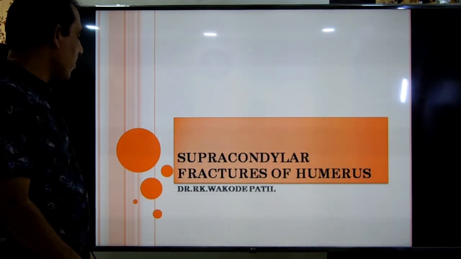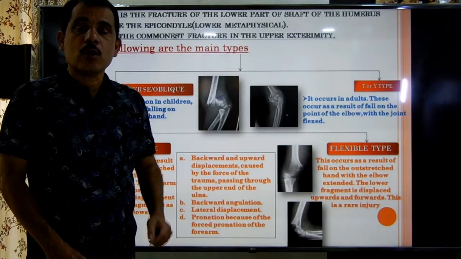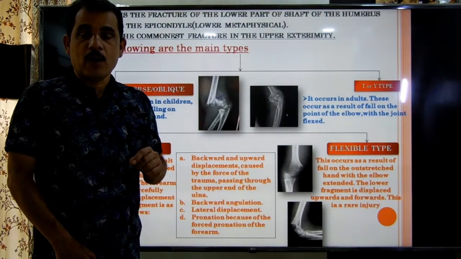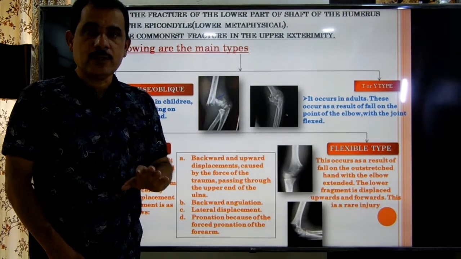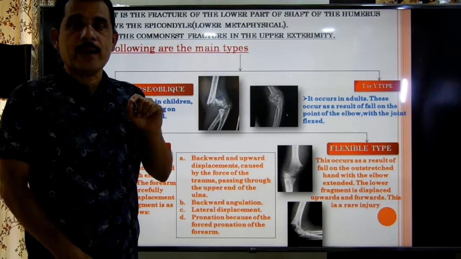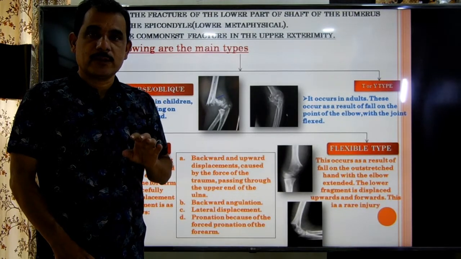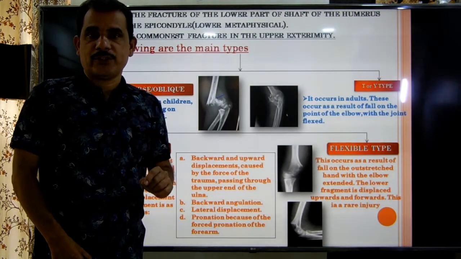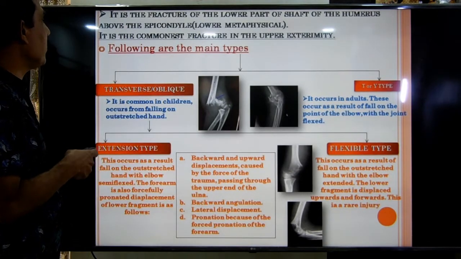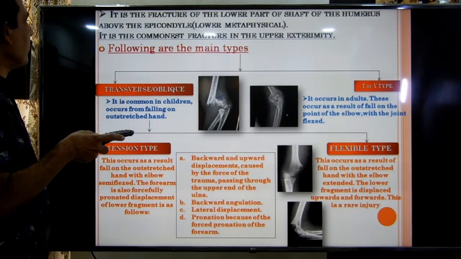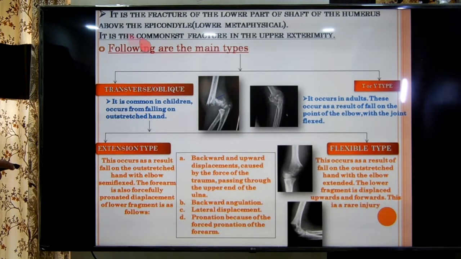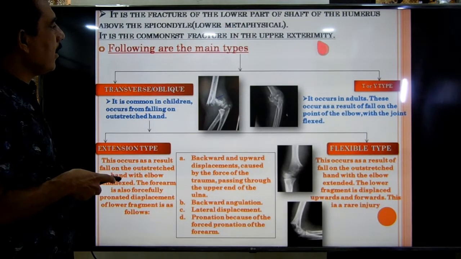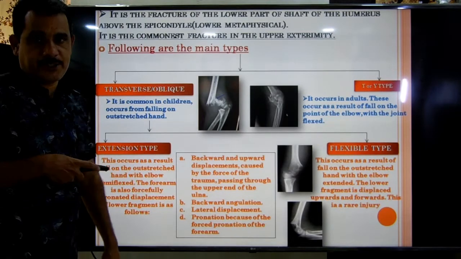The supracondylar fracture of the humerus is the commonest fracture of the humerus. It is a fracture through the lower part of the shaft of the humerus, that is, through the lower metaphysis of it, in the lower 1/3. And it is the commonest fracture in the upper extremity.